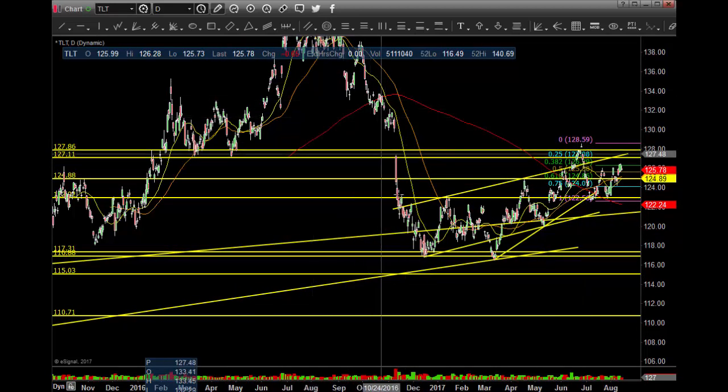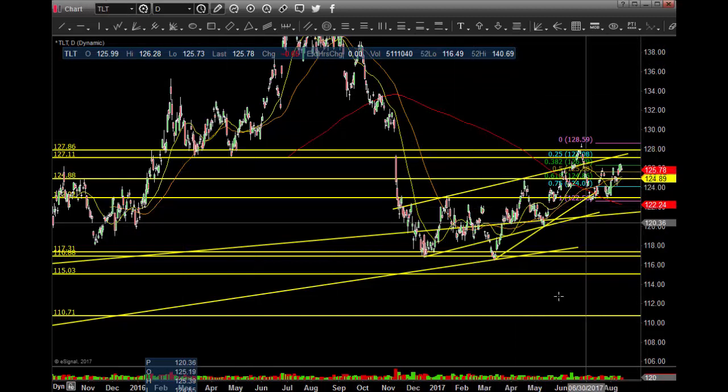But look at this, though. Down, sideways channel we've been talking about. So let's see if we could get back up into here and get back above this trend line and continue going up in this bullish manner on the TLT. But right now, nothing really wrong with it.